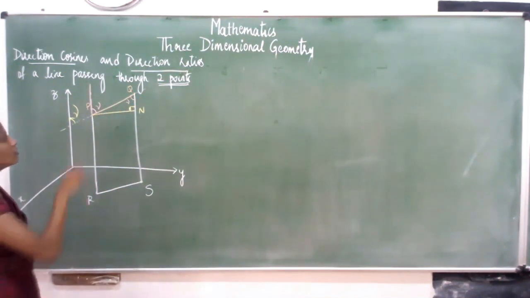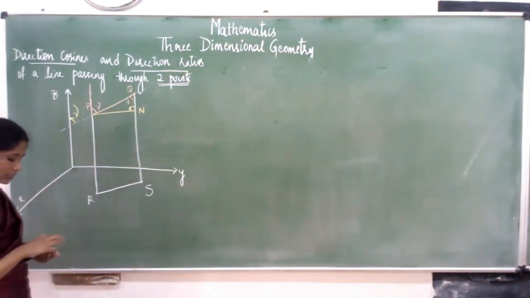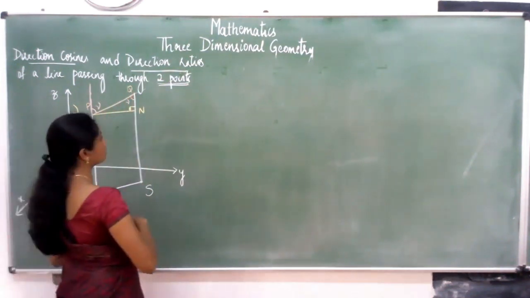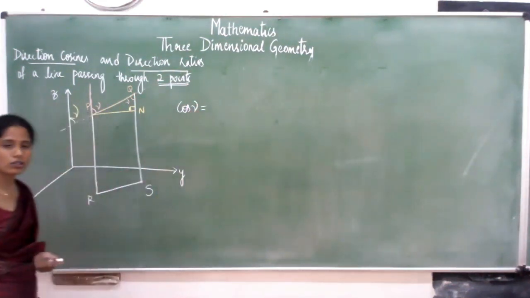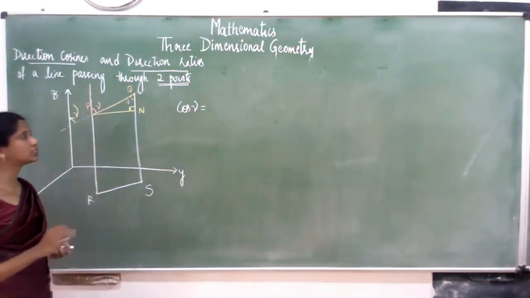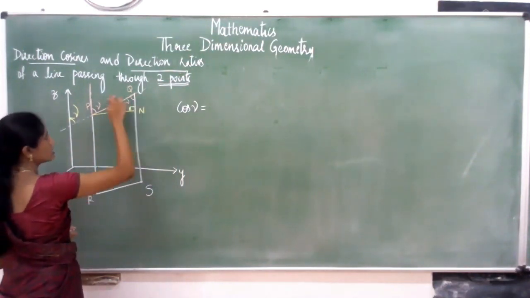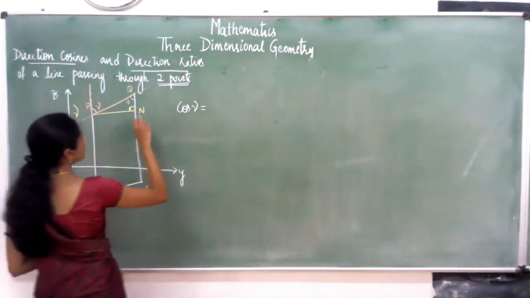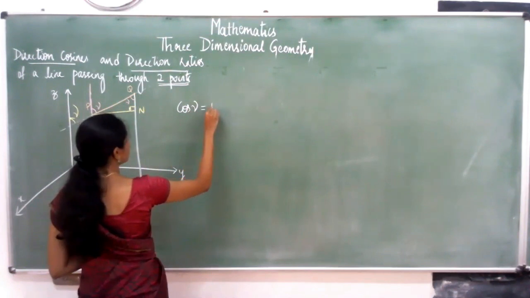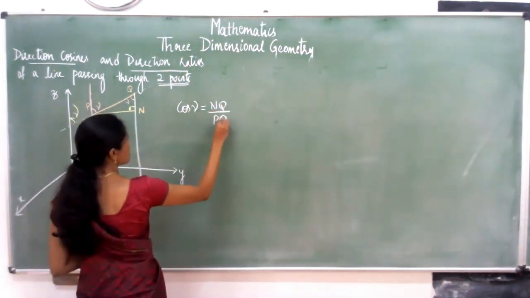Okay. Now, from the triangle PQN, I am going to define what cos gamma is. So cos gamma is nothing but adjacent by hypotenuse. For this angle, this will be opposite, this is adjacent, and this PQ is the hypotenuse. So adjacent by hypotenuse, that is nothing but NQ by hypotenuse. Hypotenuse is PQ.